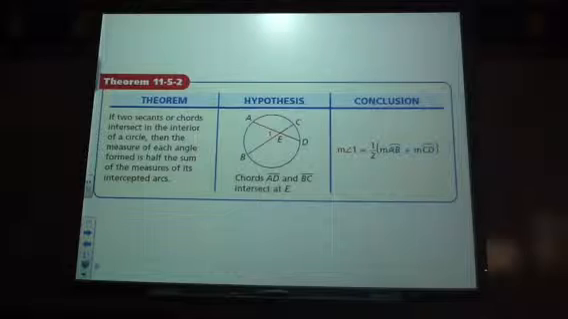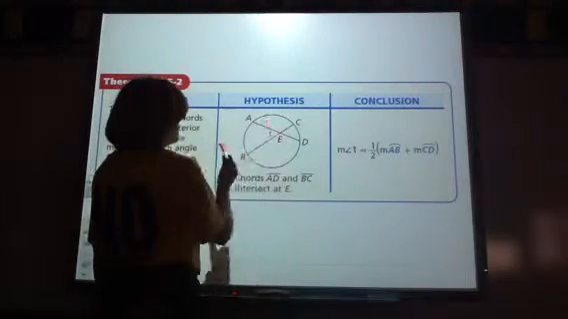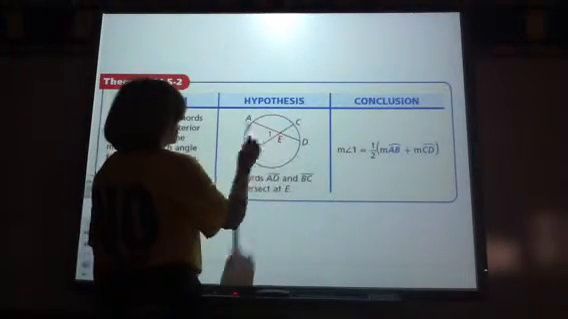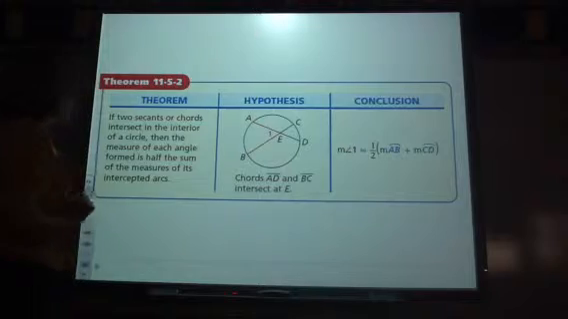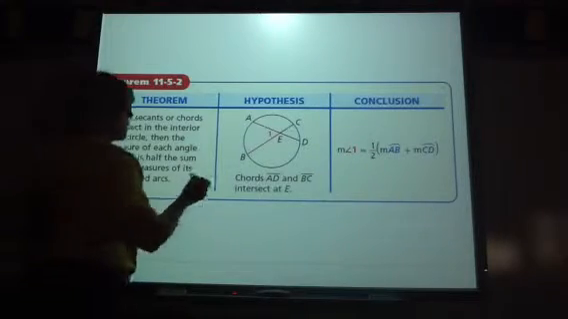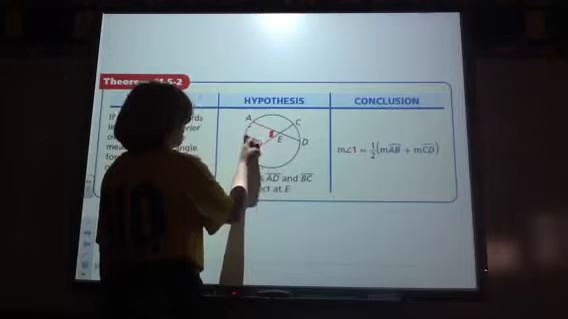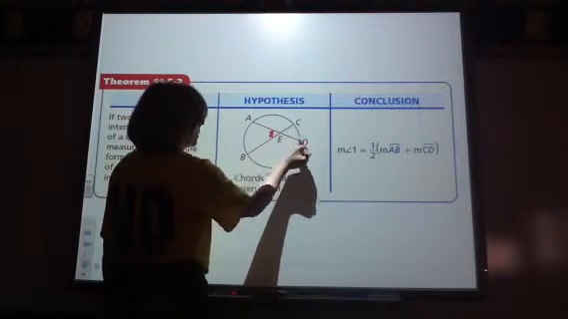Alright, another theorem. If two secants or chords intersect in the interior of a circle, so you have chord AC and chord AD, they intersect right here at point E, then the measure of each angle formed is half the sum of the measures of its intercepted arcs. So this measurement right here is going to be half of arc AB plus arc CD.